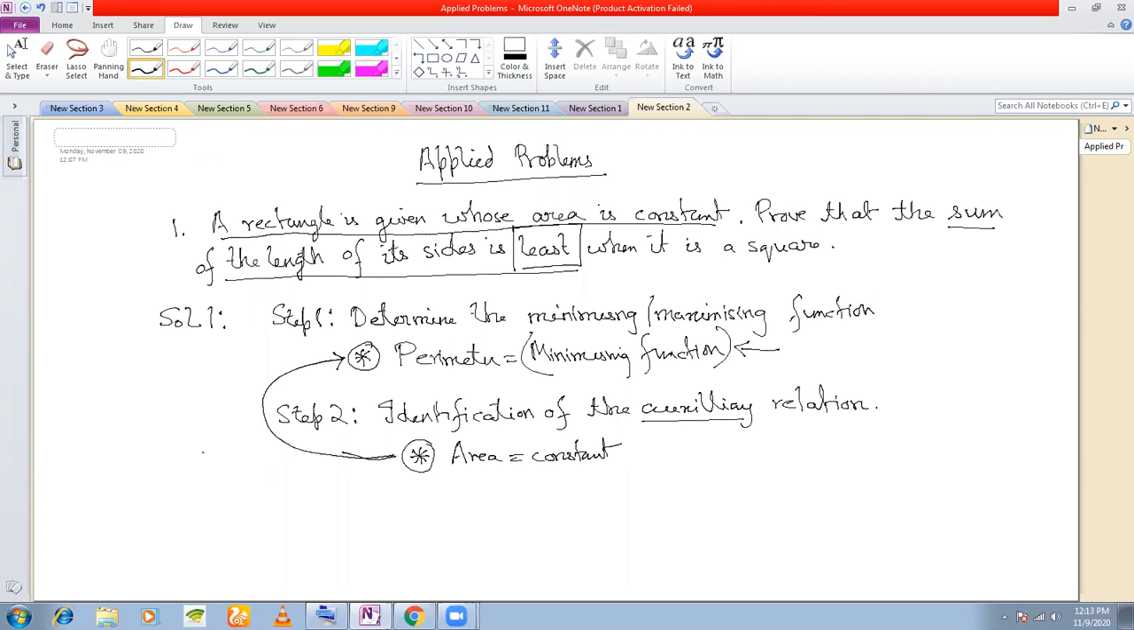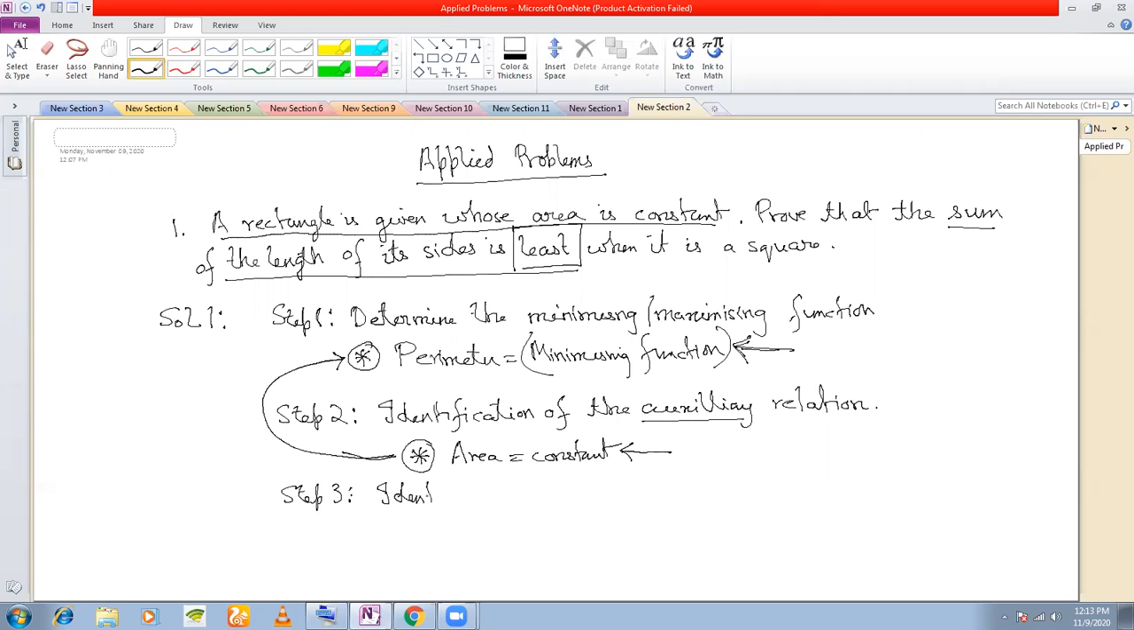So first you have to identify the minimizing or the maximizing function. In this context, our minimizing or maximizing function is the perimeter. With the help of what function? With the help of the auxiliary function, which you have to recognize. What is the auxiliary function? That area is constant.